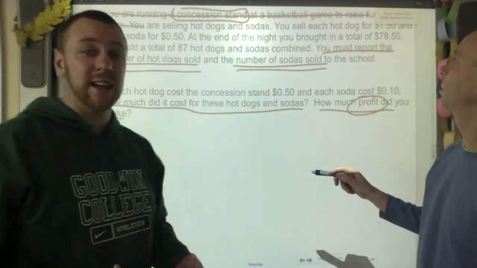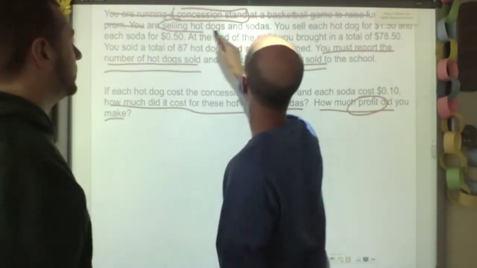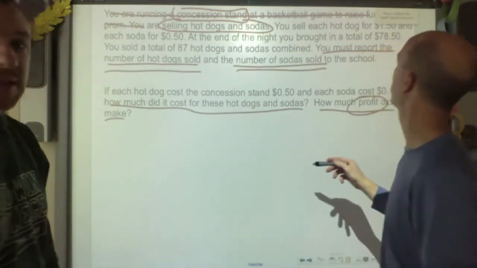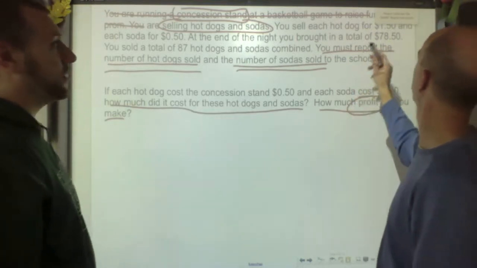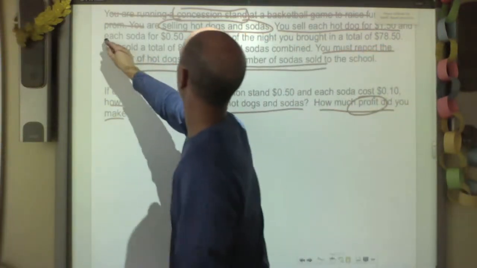You are selling hot dogs and sodas. Yes, that's kind of important. Let's keep that. Selling hot dogs and sodas. Circle that. You sell each hot dog for $1.50. Yeah, that's important. And each soda for 50 cents. Yeah, that's important.